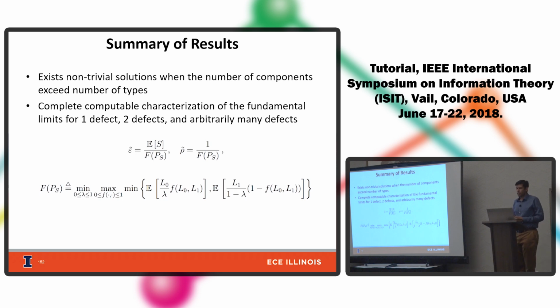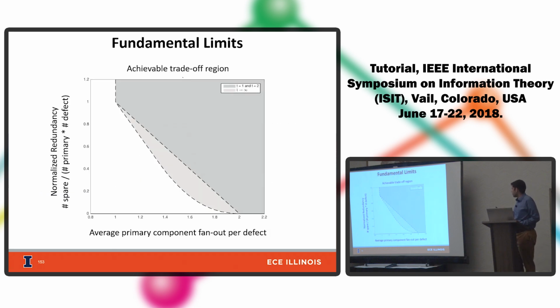Okay. And now the basic result is as follows. You can find a complete characterization of the fundamental limits for one defect, two defects, and arbitrarily many defects as a function of the noise properties. And these are in terms of the classic information theoretic functionals, for example, in Gallagher's book. Okay, and just to give you a sense, this is the average primary component fan out per defect and the normalized redundancy. And this is the fundamental limits. As you want more and more redundancy or reliability, you get a little bit of a decrease, but much of the region is captured by t equals 1 and t equals 2.